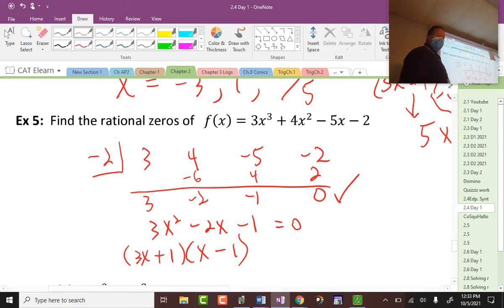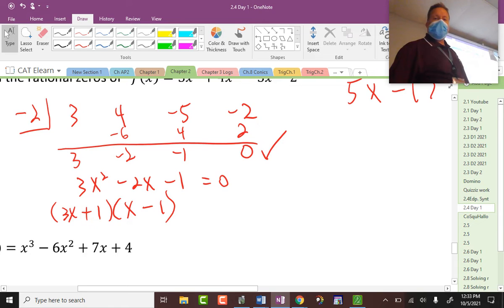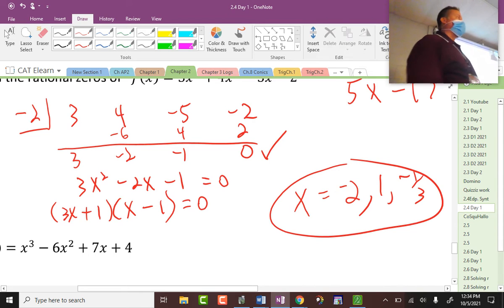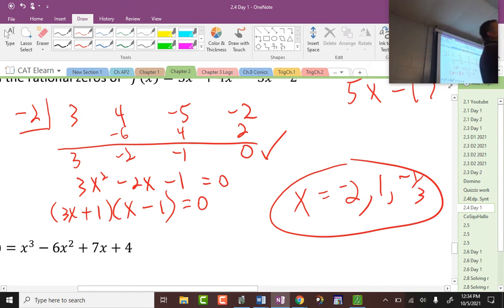All right. So what does that mean the other two zeros are? So one is -2. What are the other two? 1 and -1/3. Good. Okay, subtract 1, divide by 3. So of course, we can use our calculator to find those zeros.